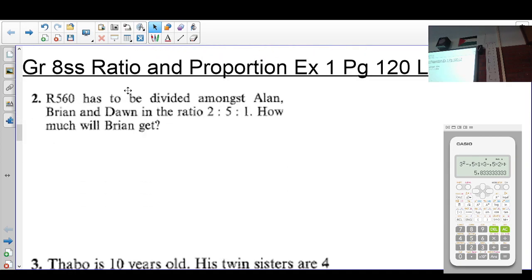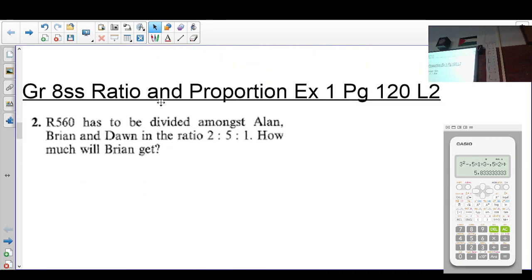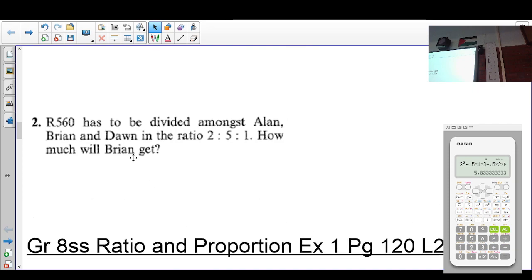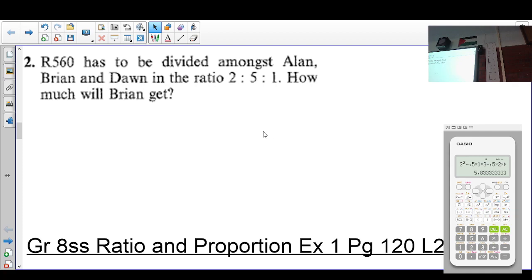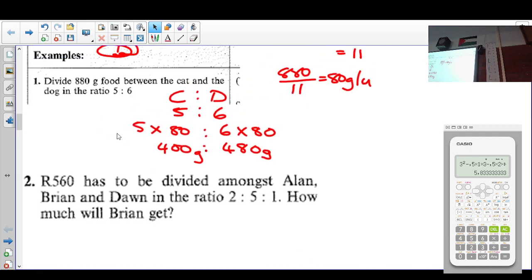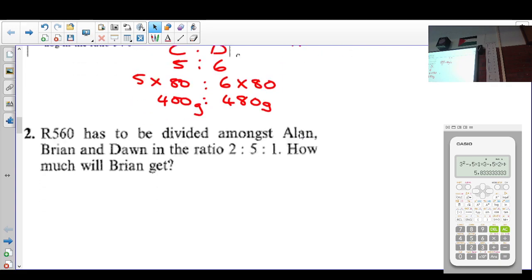Alright, this one we're going to do together. Number 2. 560 Rand is divided between Alan, Brian, and Dawn in the ratio 2:5:1. I know they ask how much Brian gets, but we're going to first go through the method here, then we'll answer the question.